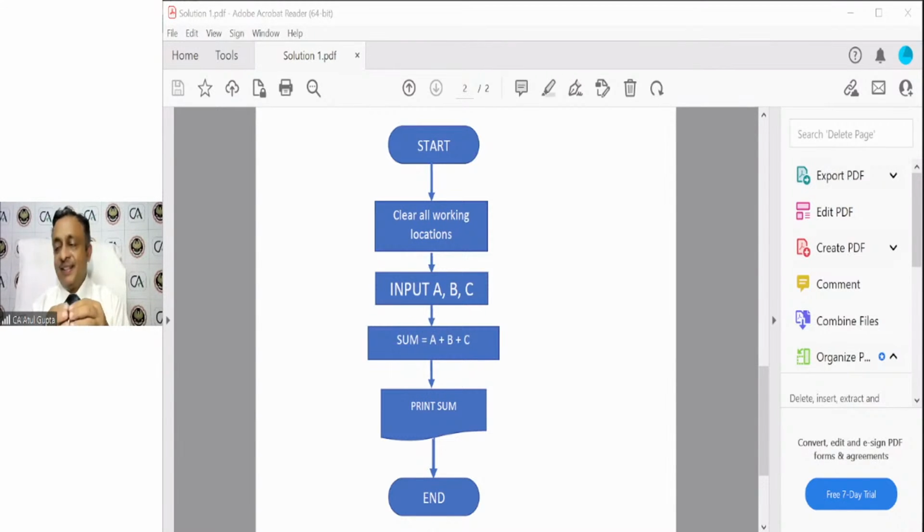Arshit has pointed out the difference. The difference is in the command read and input. When I said read, read is basically telling the computer to read from stored locations. Input is where the user is going to feed the value. So the user feeds the value, presses enter, and then the total is generated in the system and it is printed. That is the first flowchart.